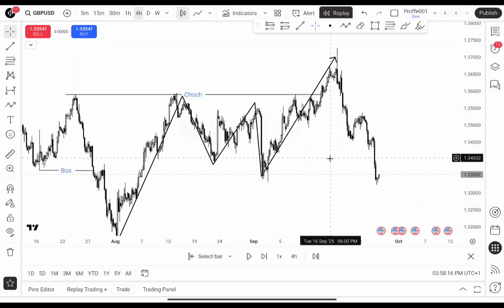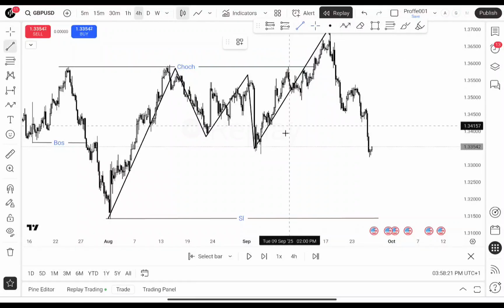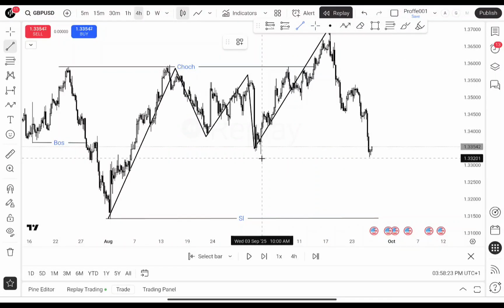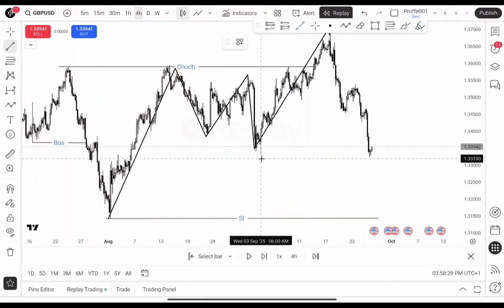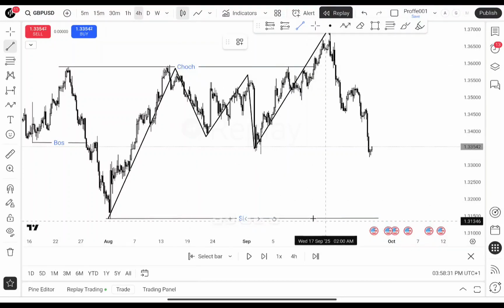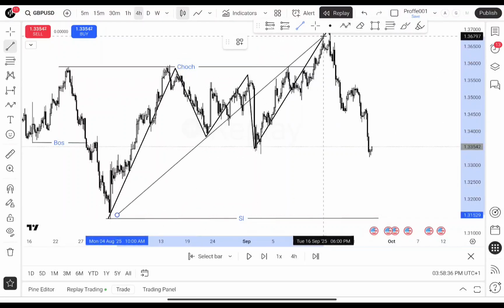A pullback. Why does this remain our single? This is what I told you guys earlier. This is not the lowest point of this trend. If our break of structure was here, then this would have been the lowest point. But now this is the lowest point of this trading range. This is the lowest point of this trading range.